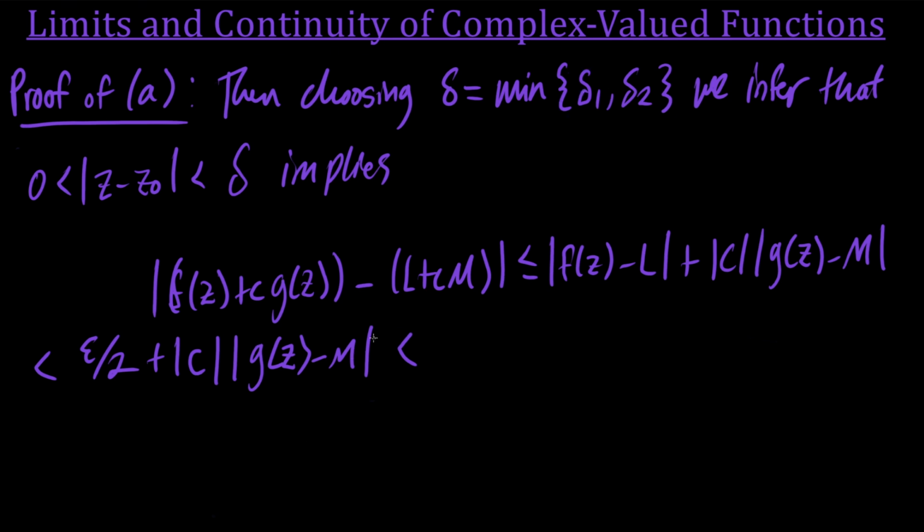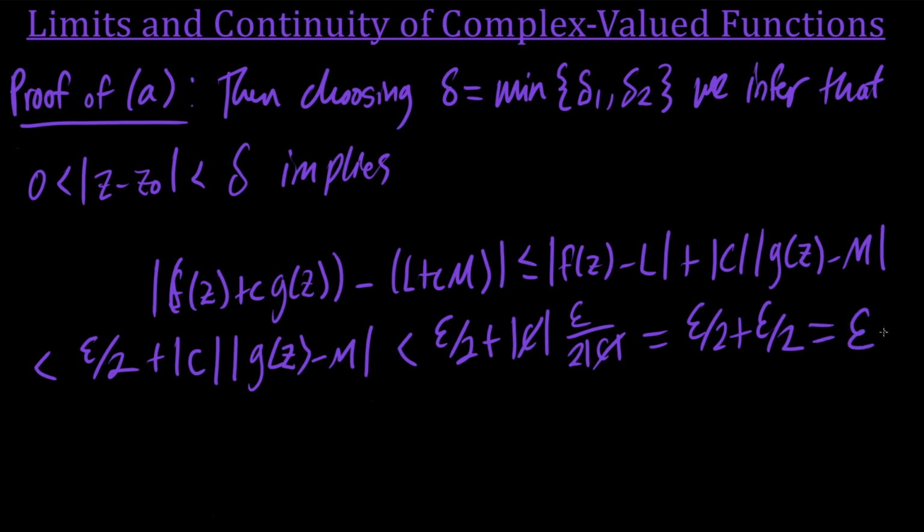And so substituting that in, we get epsilon over 2 plus modulus of c times epsilon over 2 times the modulus of c. The modulus of c's cancel out, and we're left with epsilon over 2 plus epsilon over 2, which is equal to epsilon. And so this is precisely what we were trying to show, that the modulus of f of z plus c g of z minus L plus cm is strictly less than epsilon for our choice of delta. And so we have finished the proof.